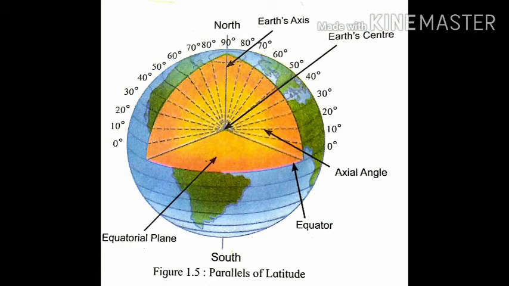The length of these parallels of latitudes goes on decreasing as it goes away from the equator, but its angular distance goes on increasing. Angular distance is measured in degrees. The numbers which are shown in this figure are nothing but the angular distance with respect to the center of the earth. The center of the earth is also shown on the diagram.